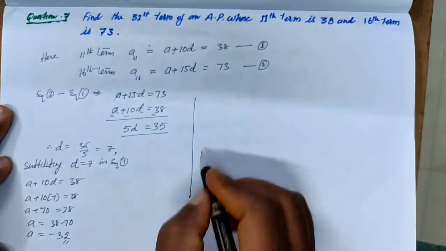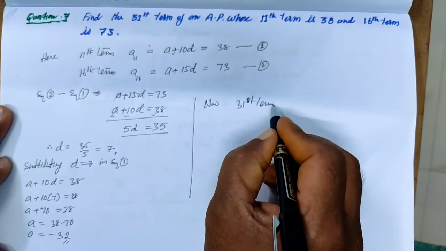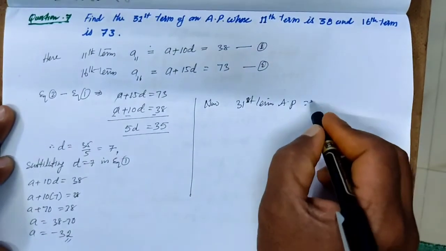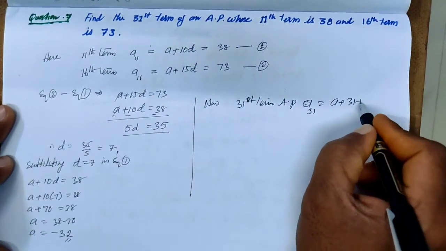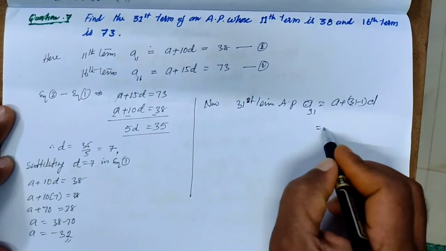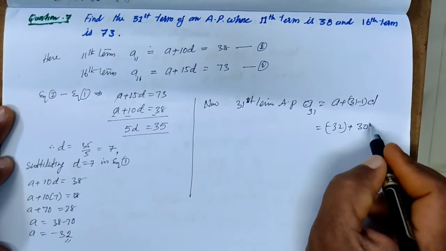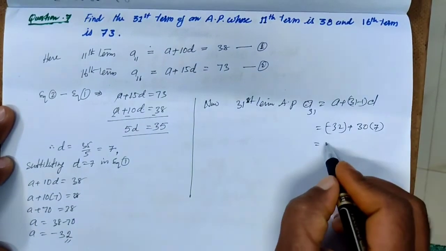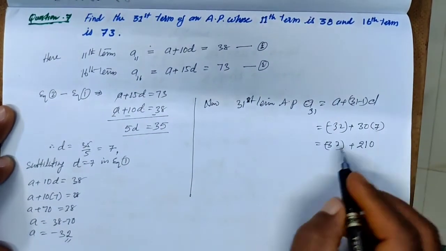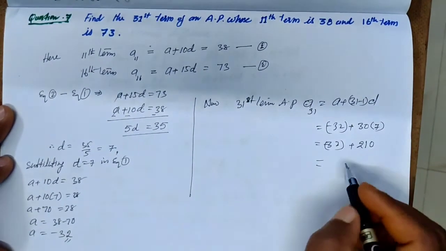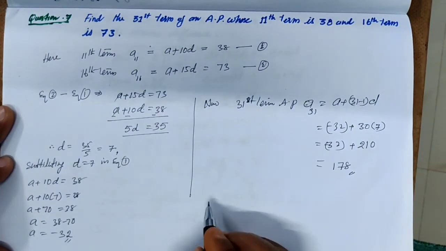So now the 31st term of the arithmetic progression is a plus 31 minus 1 into d, which is equal to a is equal to minus 32 plus, and this is 30 and d is 7. So minus 32 plus this is 210, which is equal to 178. So this is the 31st term. Okay.